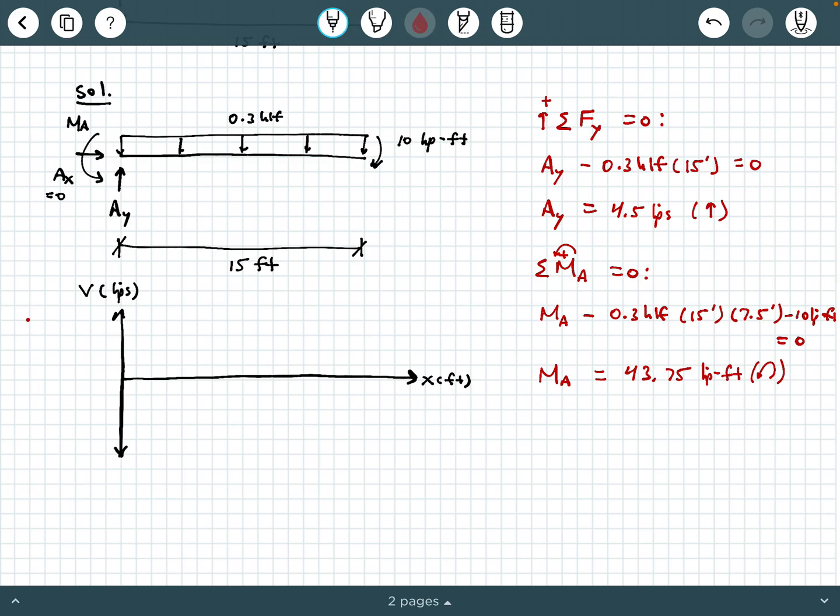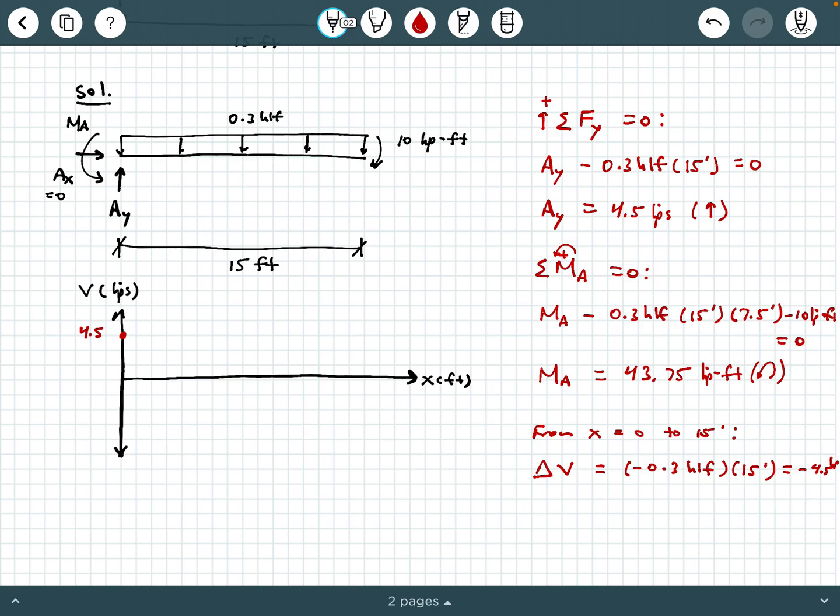So the first thing I'm going to encounter for my shear diagram is AY, all right? So what is AY going to do? Well, it's going to push me up by 4.5 kips, okay? Now, what do I encounter next that is causing a shearing effect through the beam? Well, that's going to be the 0.3 KLF. This is a uniform load, and it's pointing down, which means that the change in shear from X equals 0 to 15 feet is going to be this area. So that's going to be negative 0.3 KLF times 15 feet, which is negative 4.5 kips, okay?